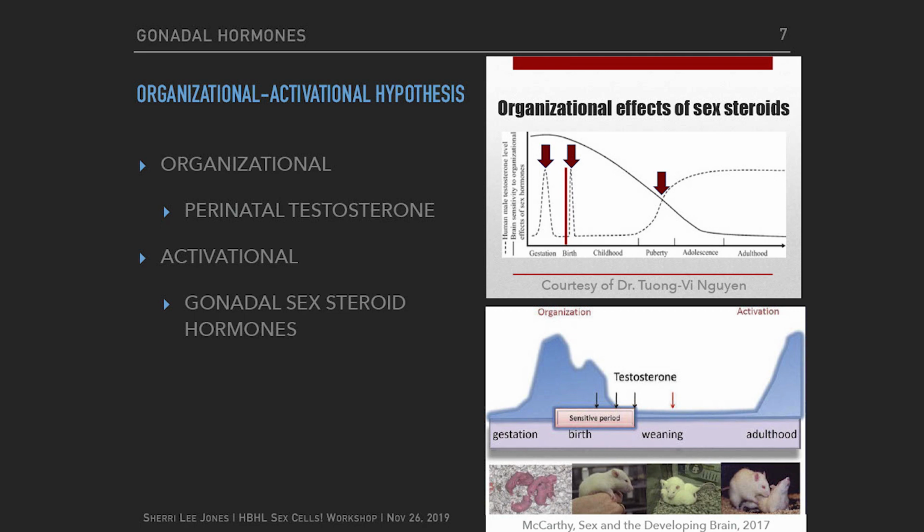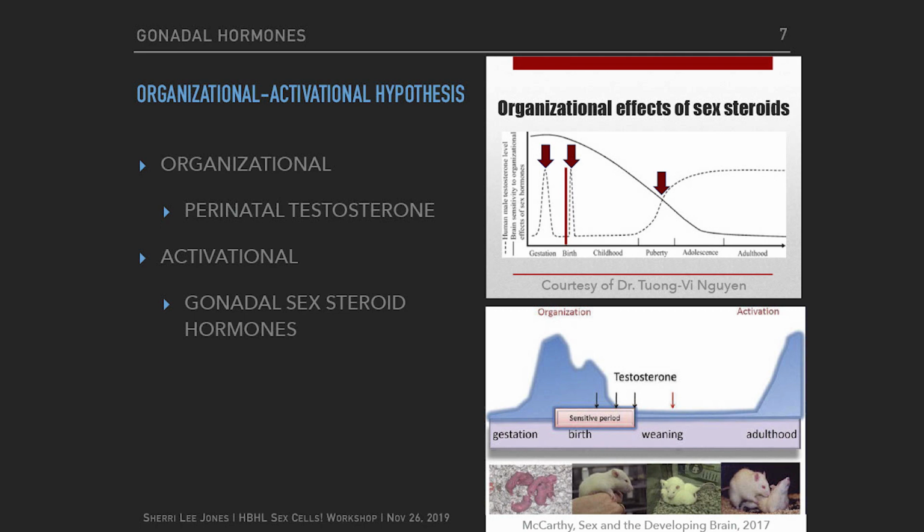And then this is in the rodent model. It's essentially the same figure showing that there's this sensitive period where testosterone organizes the brain into a male brain, and that organization that's set down prenatally is then activated in adulthood with the activation of puberty. Does this make sense to everybody?